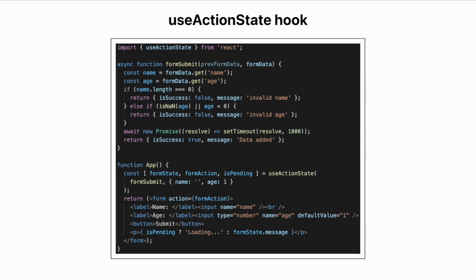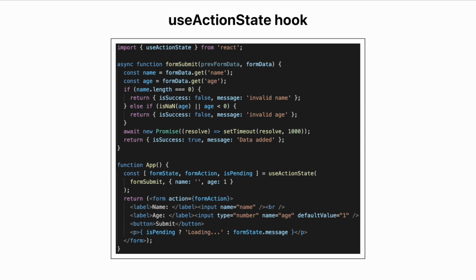The first value is the current form state that is returned by the last execution of the action function, or the initial value passed if the action function has not yet been executed. The second value is the form action handler that we must pass to the action prop of the form element, or the formAction prop of a button element inside any form. The third value is the pending flag that indicates whether there is a pending transition.